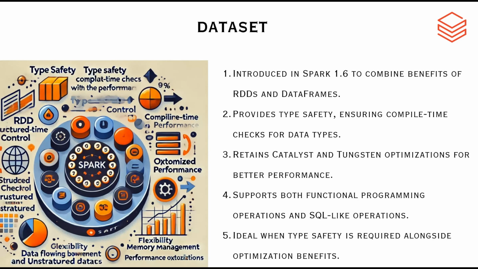So in conclusion, we can say that each of these APIs serves a different purpose depending on the need of the application. RDDs are the most flexible and provide low level control, but they also require more effort for optimization and code complexity. Then DataFrames offer high level abstraction with automatic optimizations through Catalyst and Tungsten, which makes them ideal for developers who are seeking simplicity and performance.